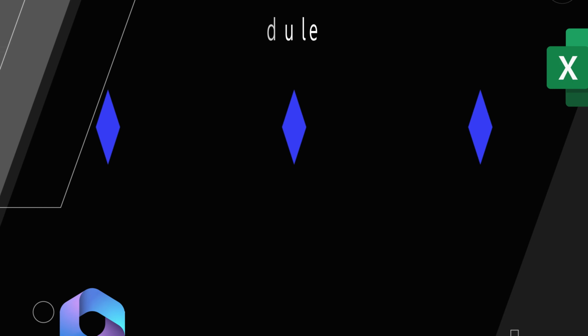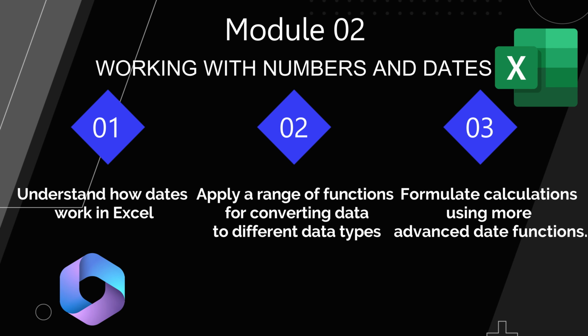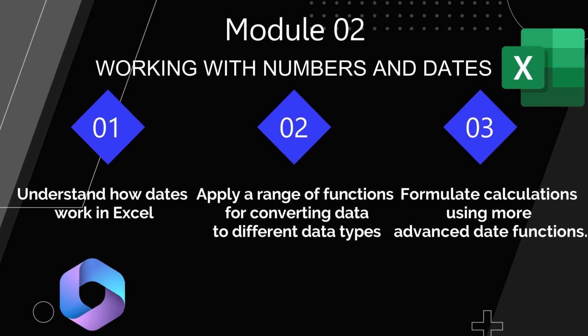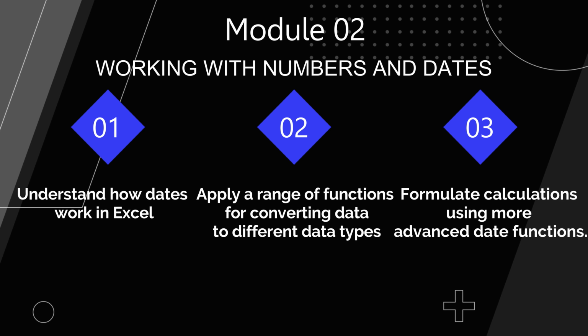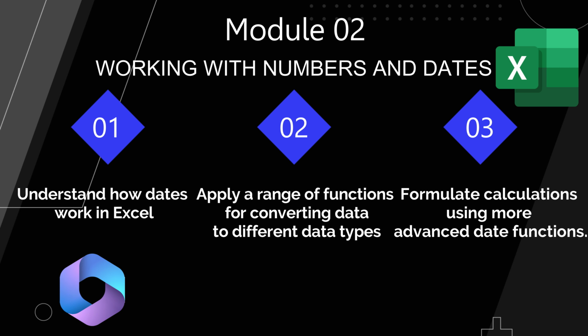In module 2, you will learn date functions, working with numbers and dates. This module is divided into three parts. In part 1, understand how dates work in Excel. In part 2, apply a range of functions for converting data to different data types. In part 3, formulate calculations using more advanced date functions.